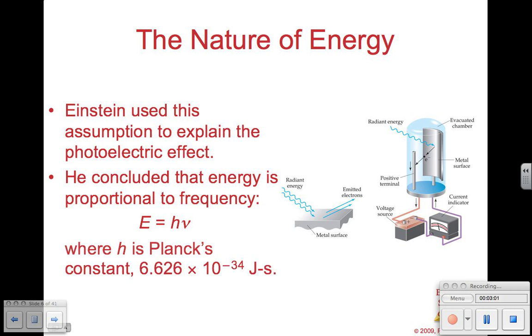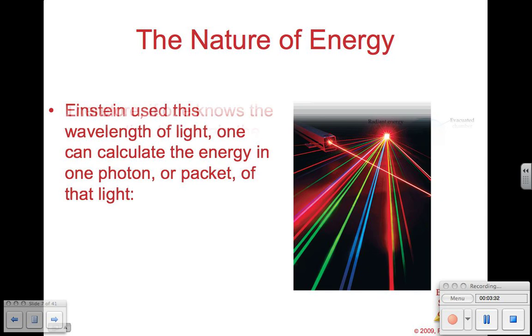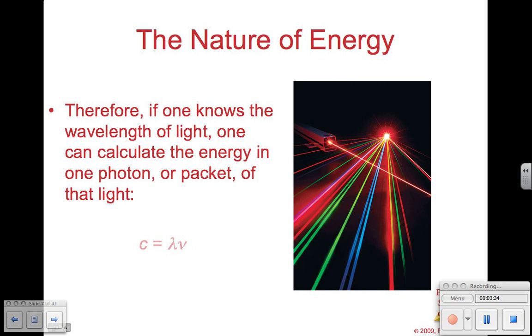So this relationship was concluded that the energy is proportional to frequency. So energy is equal to h, which is Planck's constant, or 6.626 times 10 to the negative 34th joule seconds, times the frequency of the radiant energy coming in. So we can actually take this equation of energy and connect it with the other equation that we've utilized already.